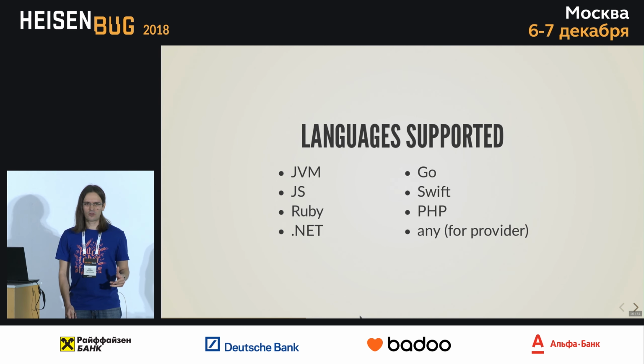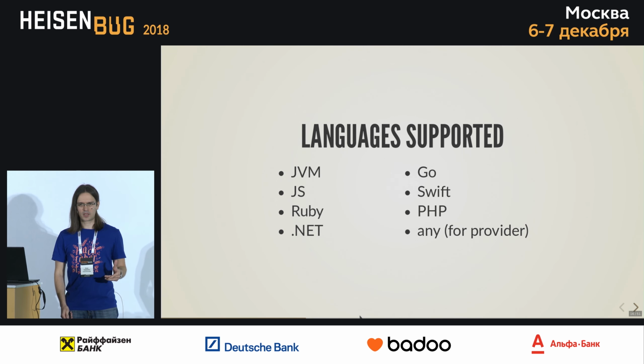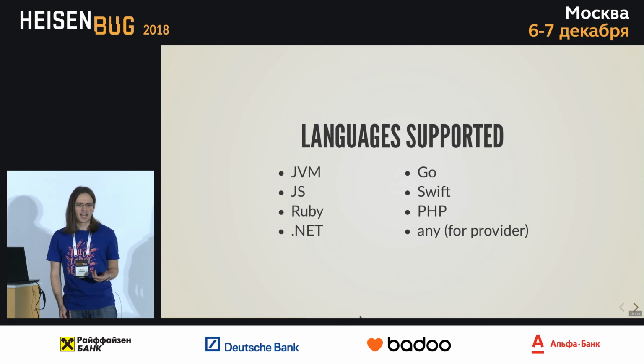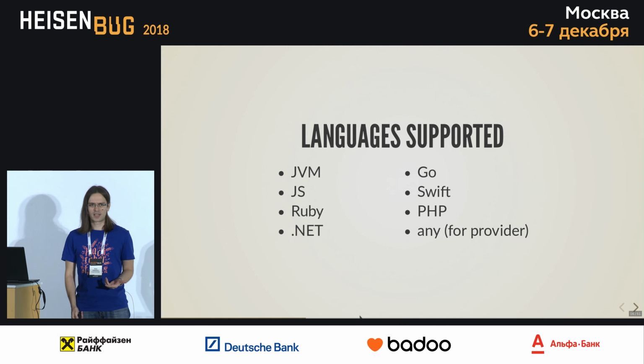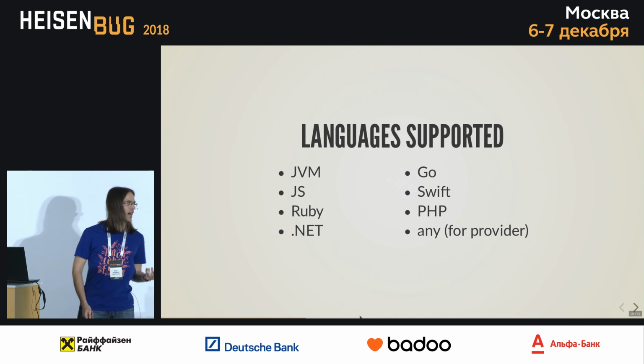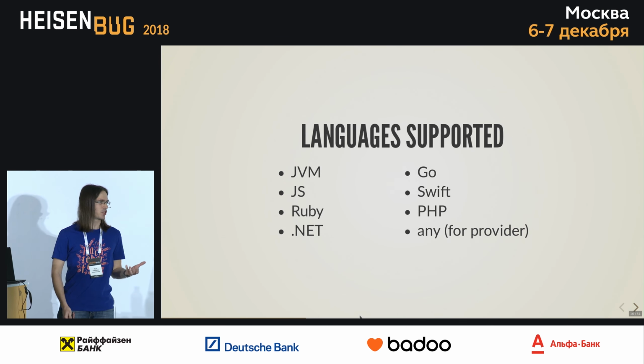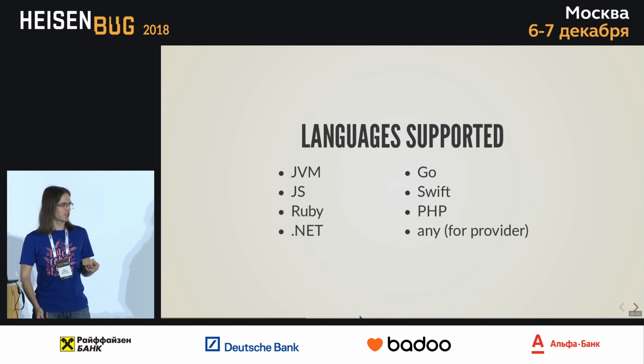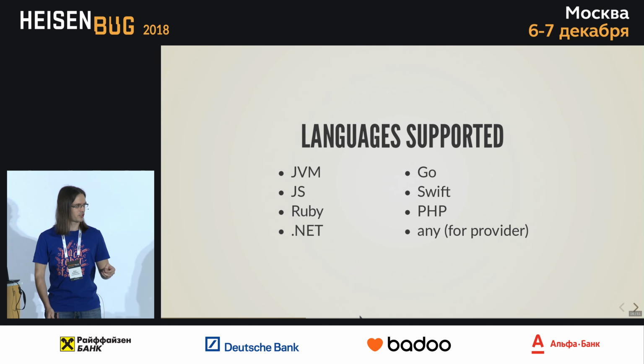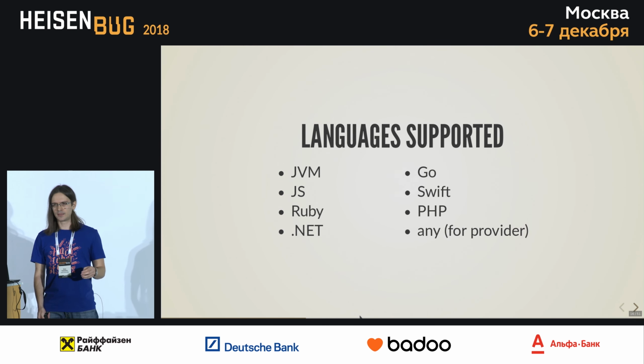All examples before were using Kotlin. It's a JVM-based language, but actually Pact is a cross-platform tool. So it started as a Ruby project, and now it has implementations for many languages. Even if you cannot find your favorite language here, there is a possibility to use Pact and use contract testing. Pact can be used for any language on the provider side.